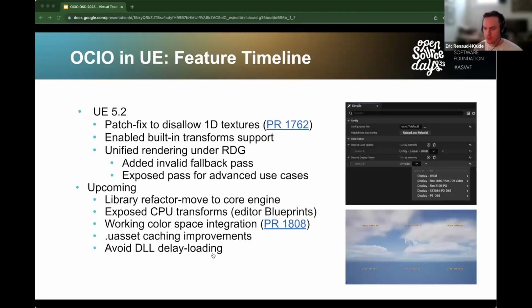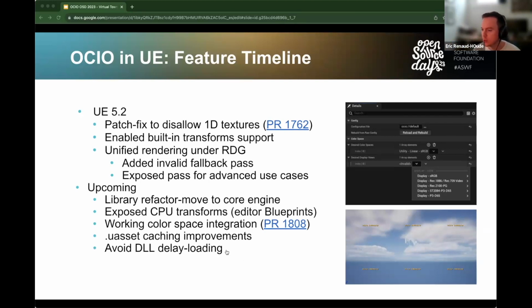So next slide, please. Right, so in Unreal 5.2, which was the most recent one, we did a fix to disallow 1D textures. So the engine supports 2D textures and buffers, and we realized that OcioView was switching texture dimensions when the resource height was 1 pixel. And so we worked on a PR there to disable that behavior or make it more explicit as well. So yeah, that's fixed.